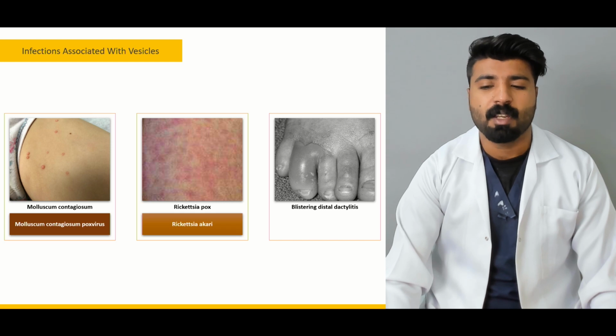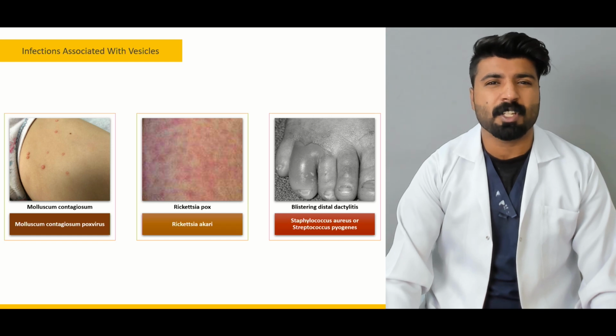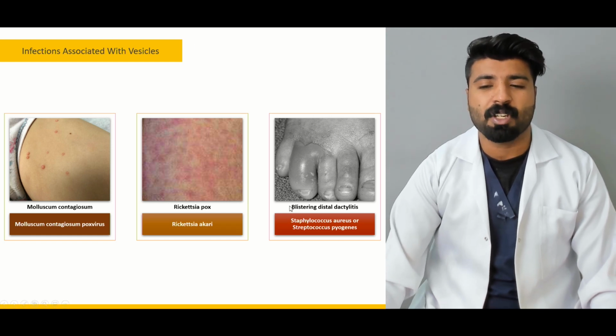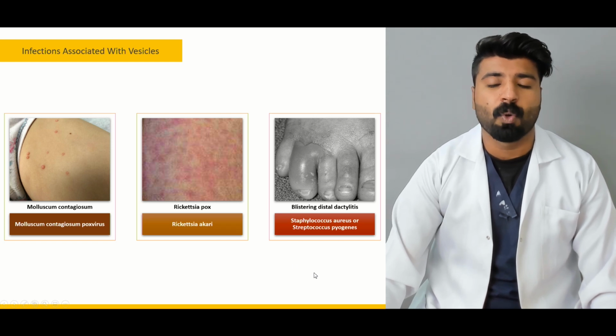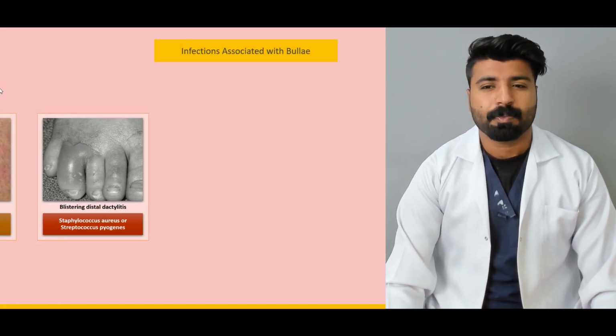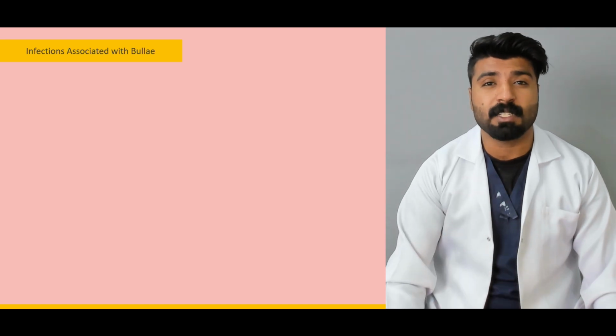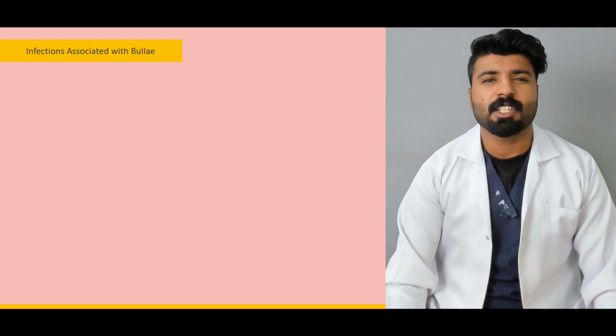Next we have blistering distal dactylitis. Now it's also caused by Staphylococcus aureus or Streptococcus pyogenes. This also leads to inflammation. Now this is the only pathology we're talking about that leads to this kind of major inflammation, and it's involving the whole digit, and it's also leading to the formation of vesicles. Now infections associated with bulla formation. Now we talked about the formation of what? Vesicles. We talked about all those infections which were remotely or directly related to the formation of vesicles. Now let's talk about the infections which are associated with bulla formation.